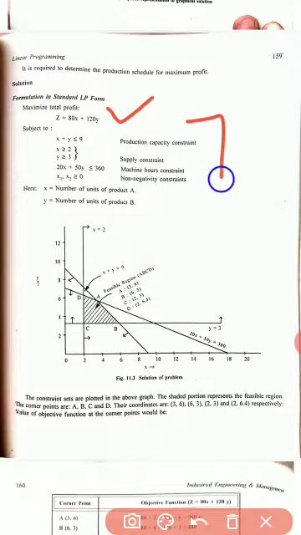So those constraints are listed here. First is x plus y less than or equal to 9, that is about the production capacity constraint. x is greater than or equal to 2, y is greater than or equal to 3, that is about the supply constraint. Next is 20x plus 50y less than or equal to 360, that is the machining hour constraint.